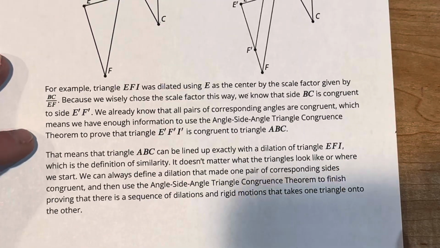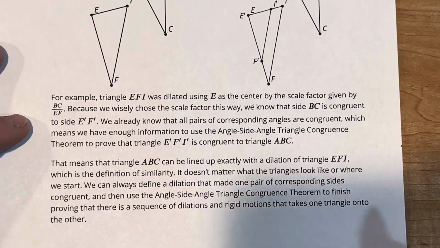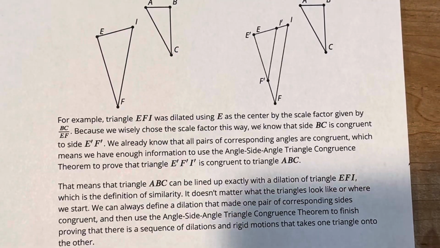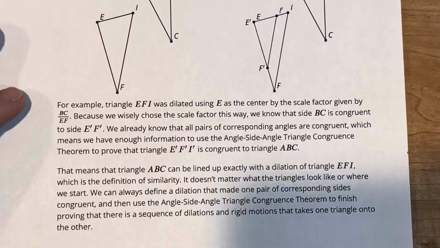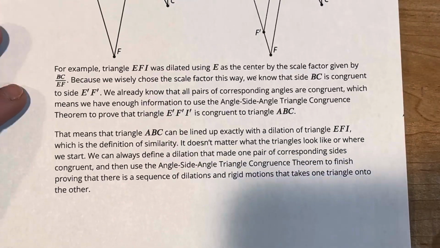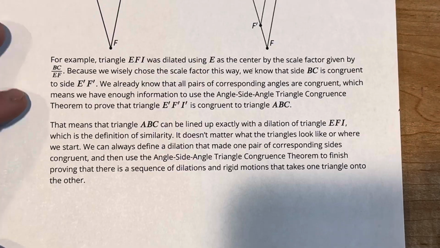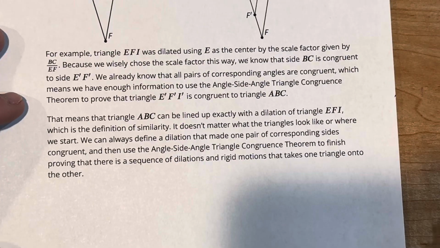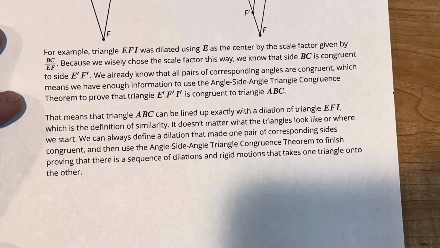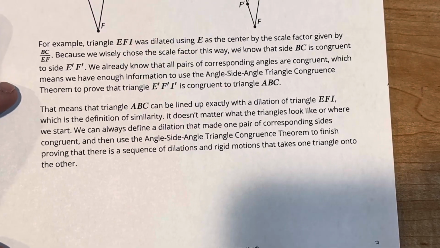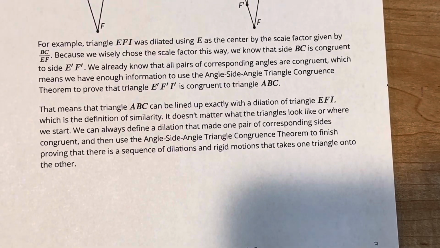Okay, that means triangle ABC can be lined up exactly with a dilation of triangle EFI, which is the definition of similarity. It doesn't matter what the triangles look like or where we start, we can always define a dilation that made one pair of corresponding sides congruent and then use the angle side angle triangle congruence theorem to finish proving that there is a sequence of dilations and rigid motions that takes one triangle onto the other.